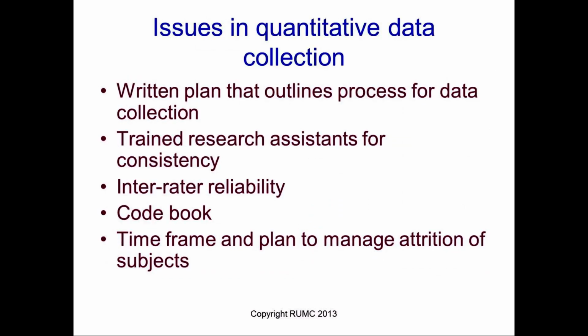Again, some of the issues with quantitative data, we talked about these a little bit in our previous module when we said that you really have to have a well-written plan that outlines the process for data collection. And you need to train the research assistants or data collectors to make sure that everyone is following the same procedure. We mentioned that in the last module too. And you may want to look at the inter-rater reliability. Is everyone collecting the same thing the same way?